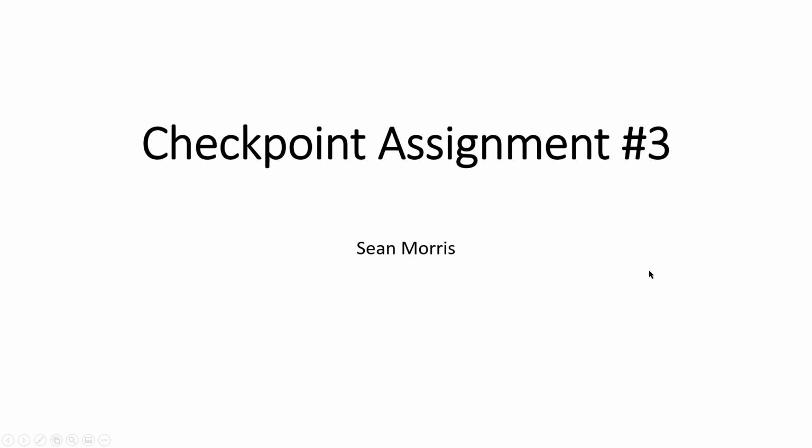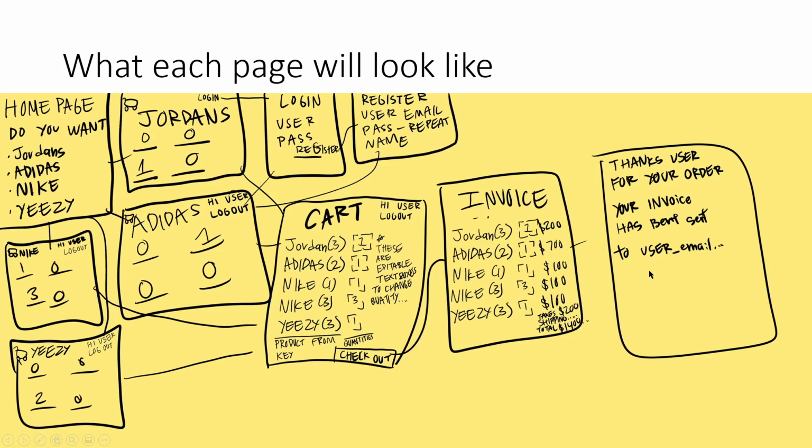Yeah, so let's begin. So basically, to show you what every single page would look like, I just drew this up. I know this is really similar to the example one, but basically, I'll just try to explain it. So pretty much, I have my home page here with all of my shoe brands. So I'm going to be selling shoes. So these are just the shoe brands that I want to sell.